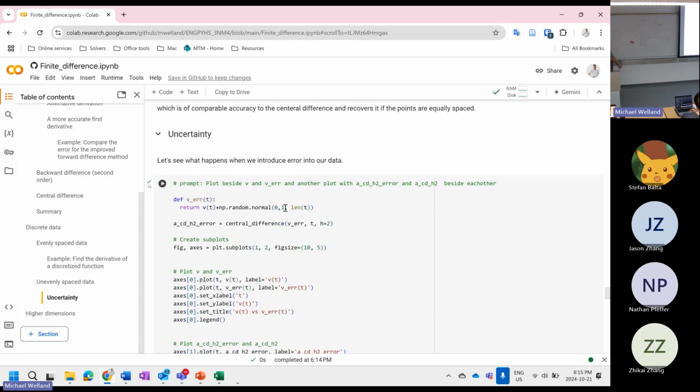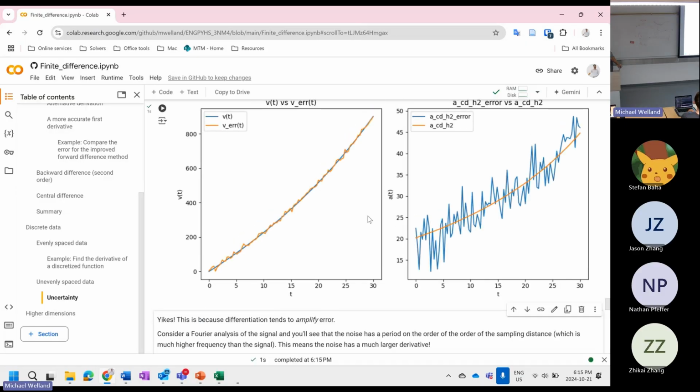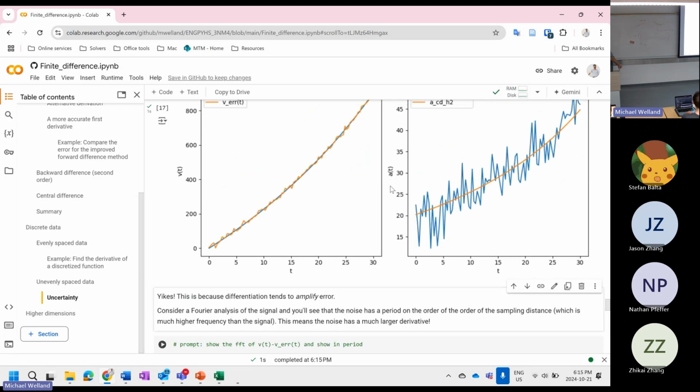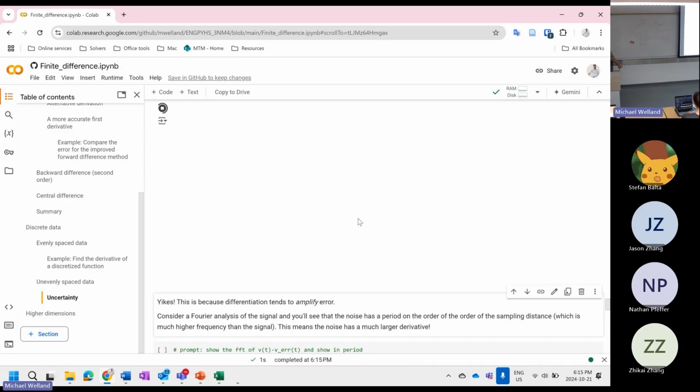If we up this, make it a factor of 10, we get kind of a noisy signal and oh my God, what's happening here, right? The problem is that differentiation tends to amplify error. And what's happening there is, I'm going to switch this back to 1. Otherwise, it's going to mess up my analysis later.